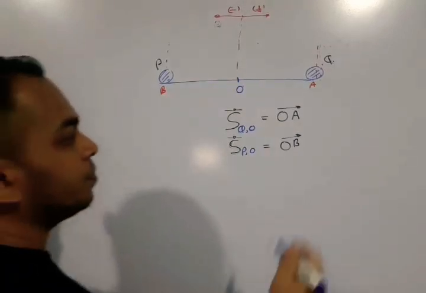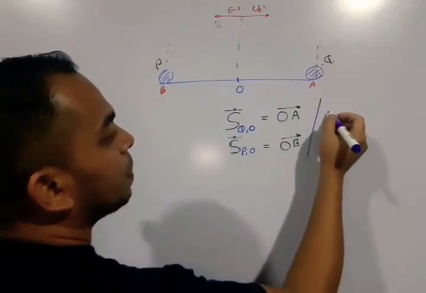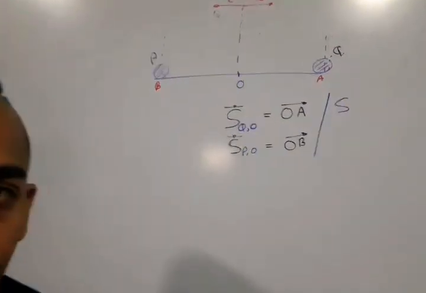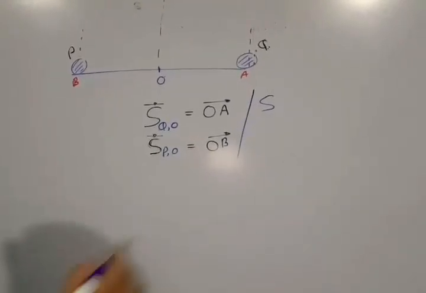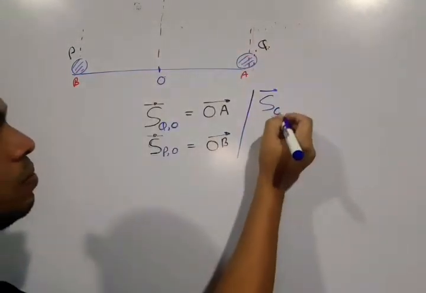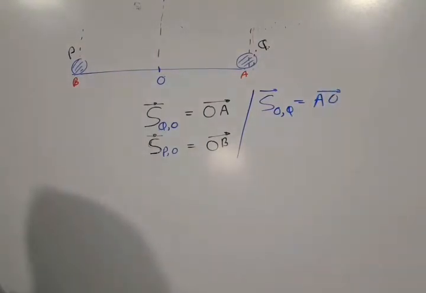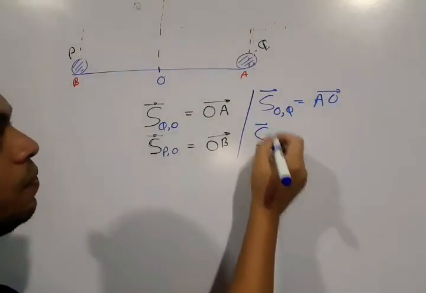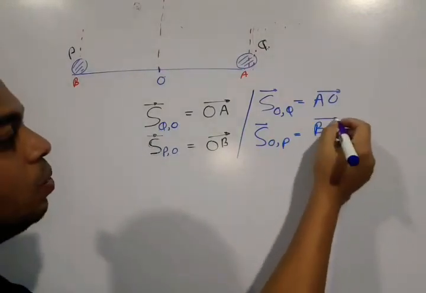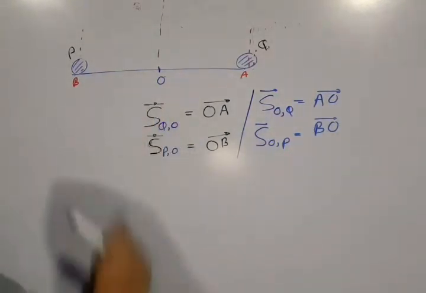Likewise, we can define the displacement of O with respect to Q. O with respect to Q can be represented by AO, A to O. And displacement of O with respect to P can be represented by B to O. These are all vectors. This is a name that is given to the vector so we can identify it.